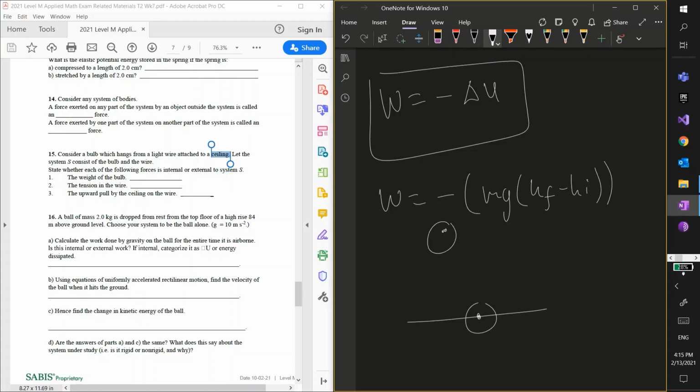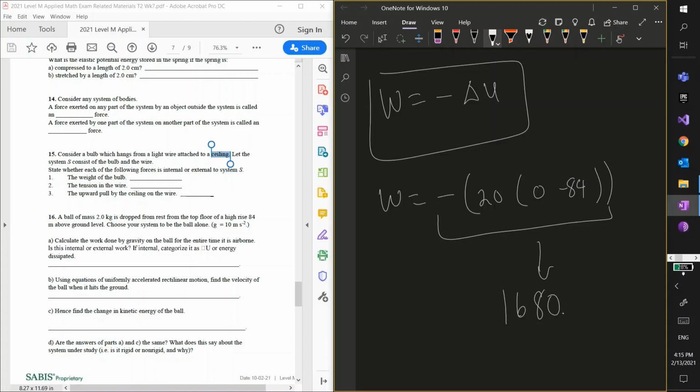So your final height is 0, your initial height is 84, given. This is final, this is initial, so this is going to be 84. Your mass is 2, your g is 10, so this is 20. Now if you solve this, you would get 1680 joules.